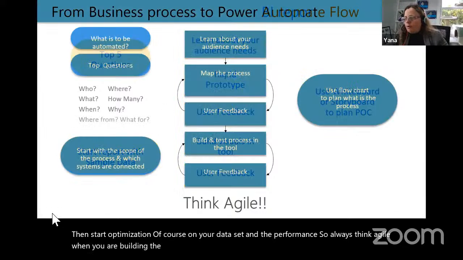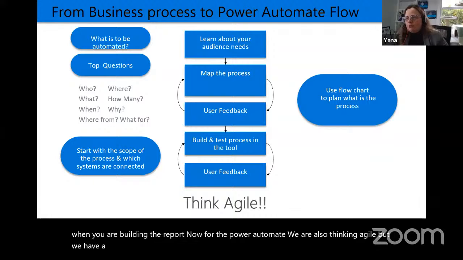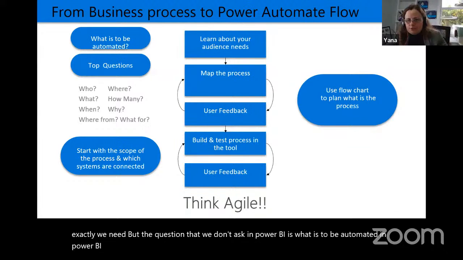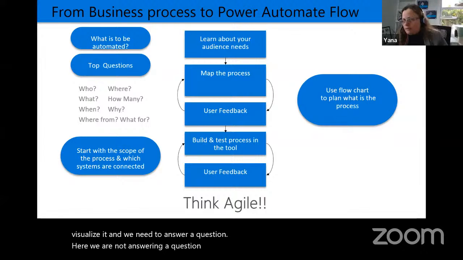Now, for the Power Automate, we are also thinking agile, but we have a few things that are different. So first of all, learn about your audience needs, what exactly we need. But the question that we don't ask in Power BI is what is to be automated. In Power BI, we are enabling decision support. So we have some data, we need to visualize it, and we need to answer a question. Here, we are not answering a question, we are automating something. We are making something more efficient.